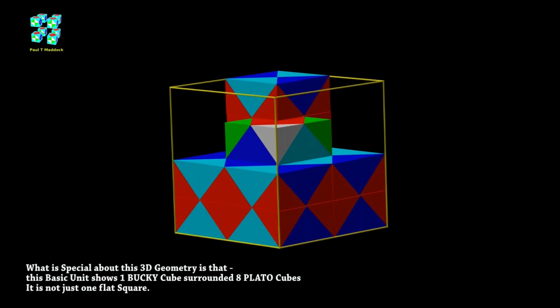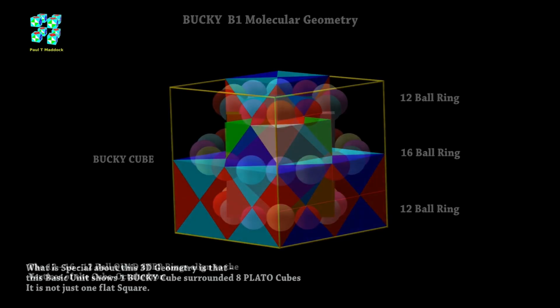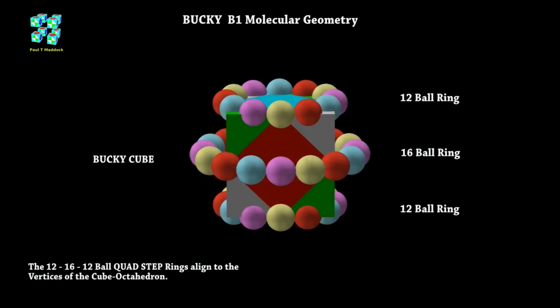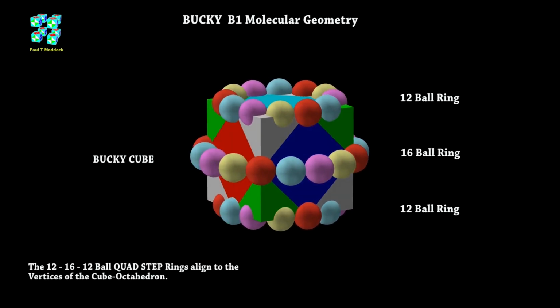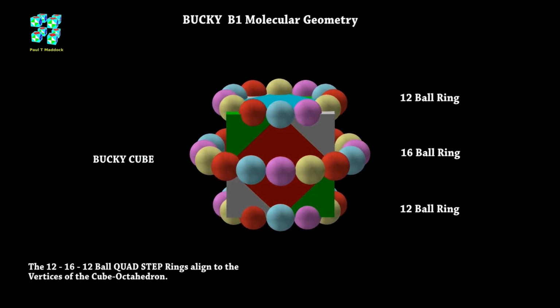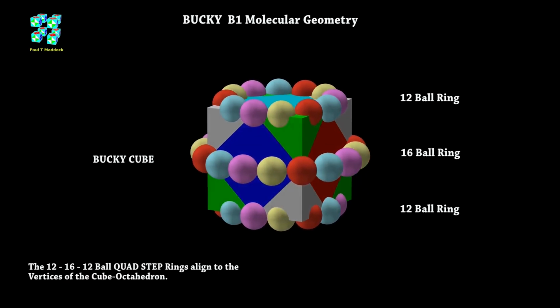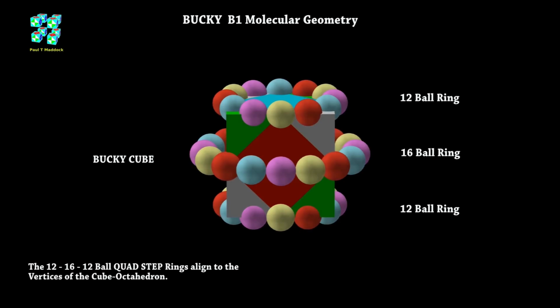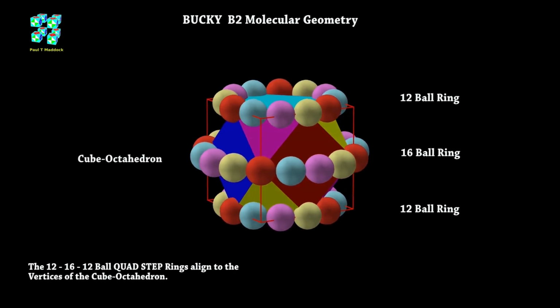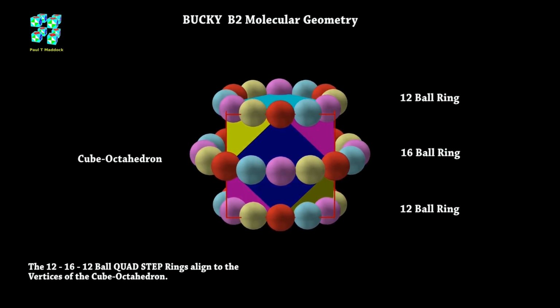Okay, for this I'm going to start by showing you a Bucky cube with 2 quad step rings surrounding the Bucky cube. I'm showing that we have a 12-ball ring on the top, a 16-ball ring, and a 12-ball ring further down. Now you can see that the corner pieces, the green and white corner pieces, don't line up with the center of the balls. So we're going to get rid of them.